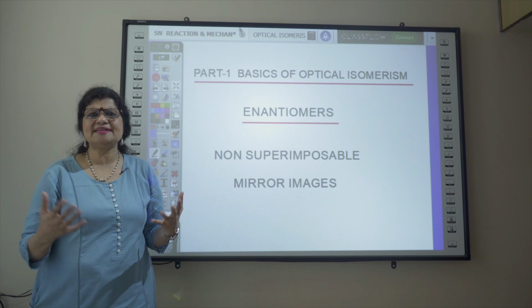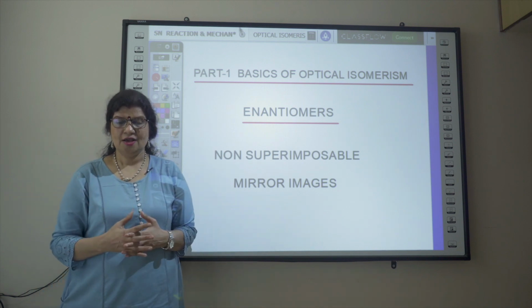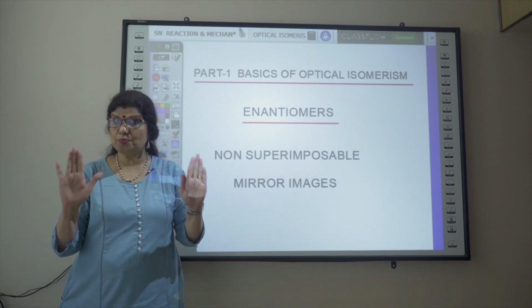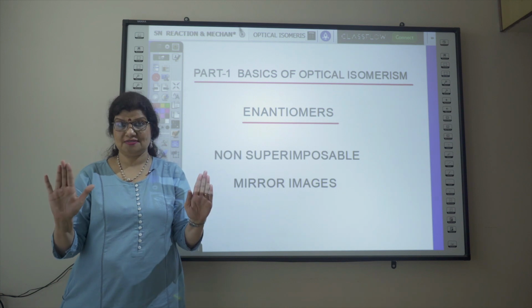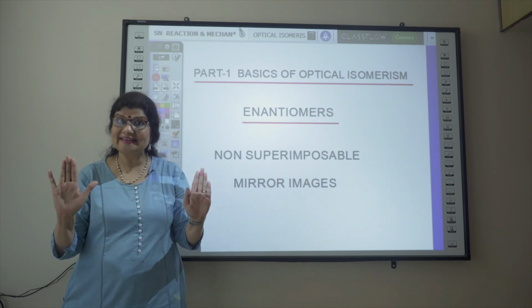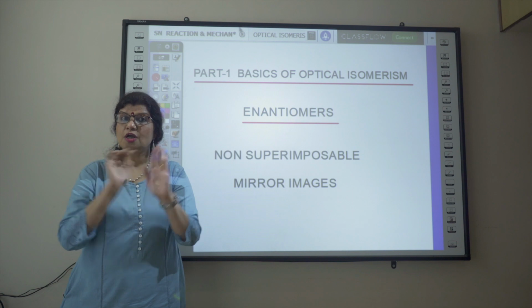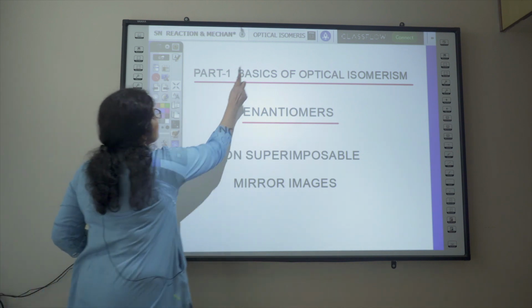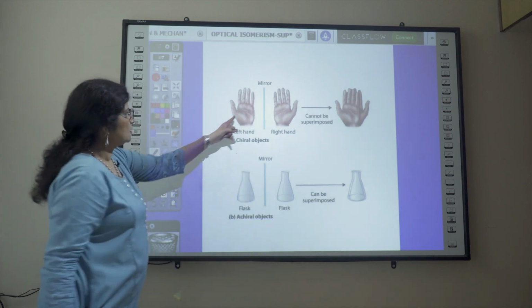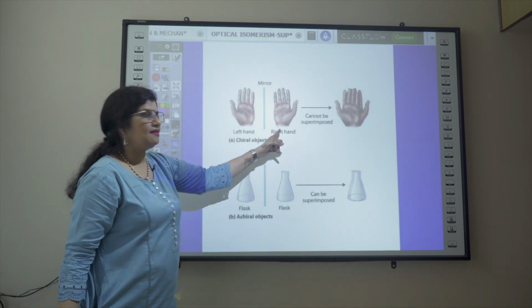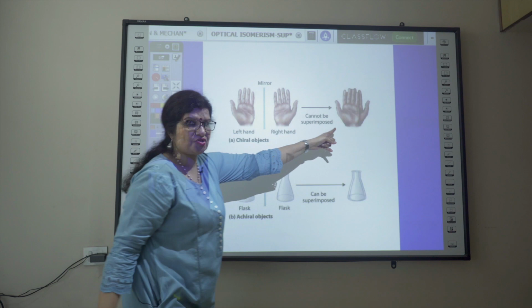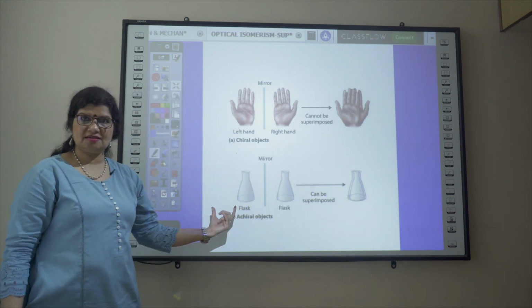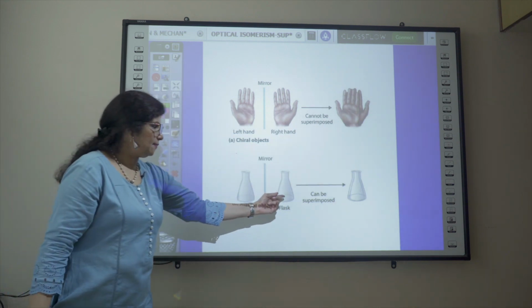What are the other examples of chiral objects? What I mean by chiral objects is non-superimposable mirror images. That means the images are not identical. They look identical but you cannot superimpose them. For example, this is what I've shown as a left hand, right hand. They cannot be superimposed. You take a conical flask, place a plain mirror, and look at the mirror image.